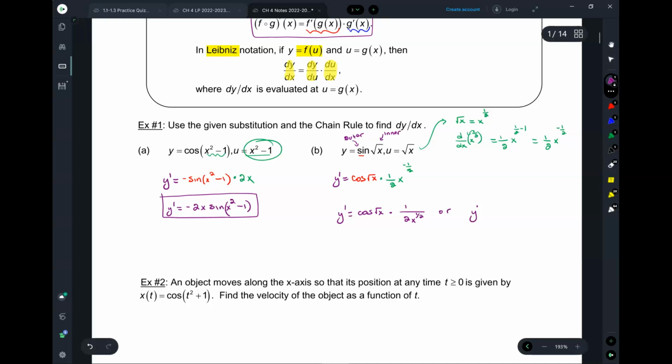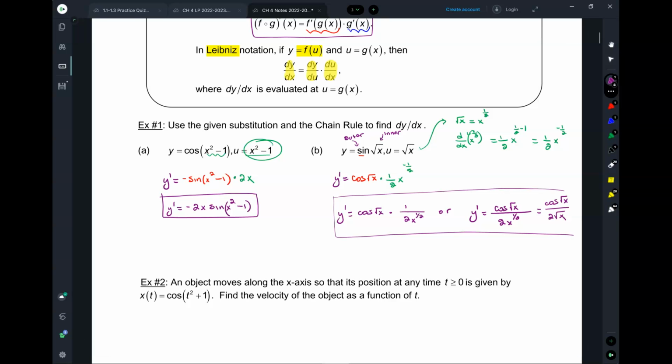Another way of writing it, you can say y prime equals cosine root x all over 2x to the 1/2. Okay. Yet another way of writing it, I'll just put it there, is you can say cosine root x over 2, what's x to the 1/2? Root x. So any of these purple ones are okay, but not the green one with a negative exponent. Okay.